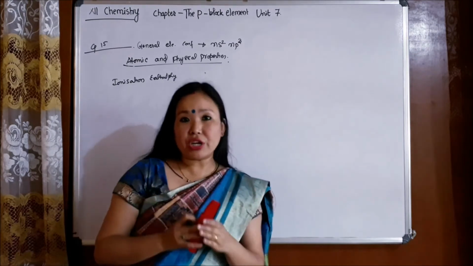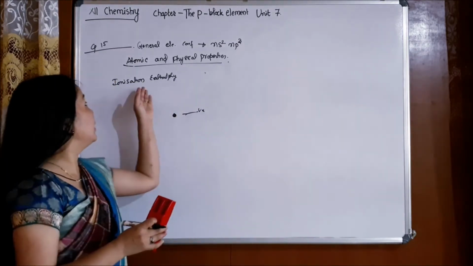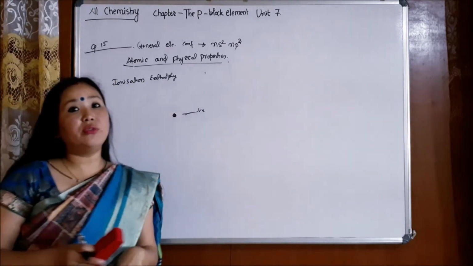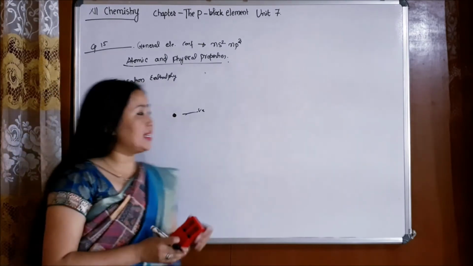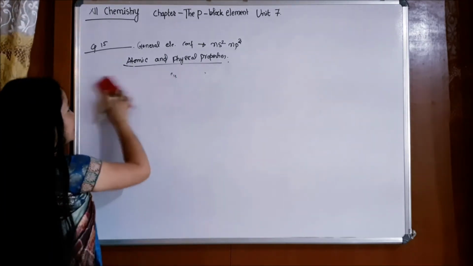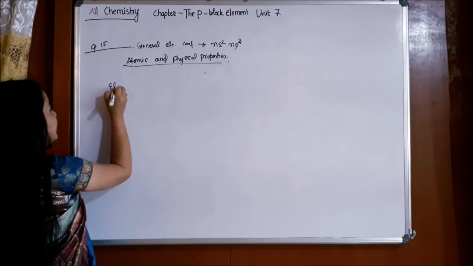Then the attraction between the two decreases and it becomes very easy to remove the valence electron. So for this reason, what will happen to the ionization enthalpy on moving down the group? It decreases, right?